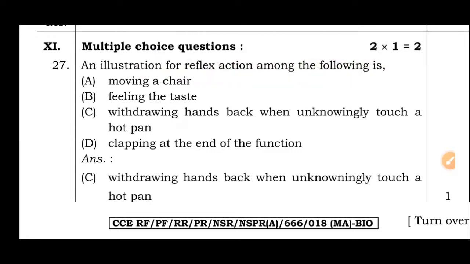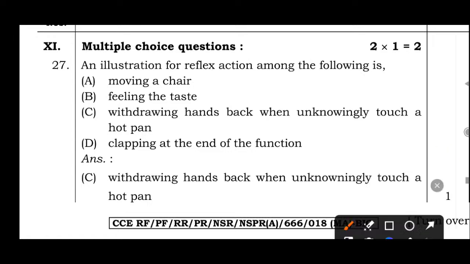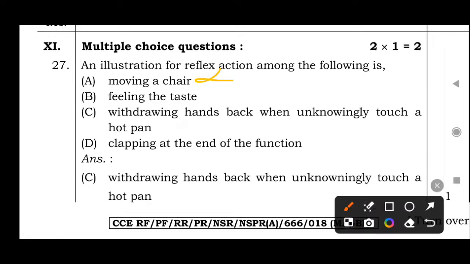Question 27. An illustration for reflex action among the following is: option A, moving chair. Wrong. Feeling the taste, the sense goes to the brain. This message also goes to the brain, so this is wrong. Reflex action means whatever actions happen autonomously with the help of a nerve cord; those are called reflex actions. That's why clapping at the end of a function, this message also goes to the brain. That's why this is also wrong.